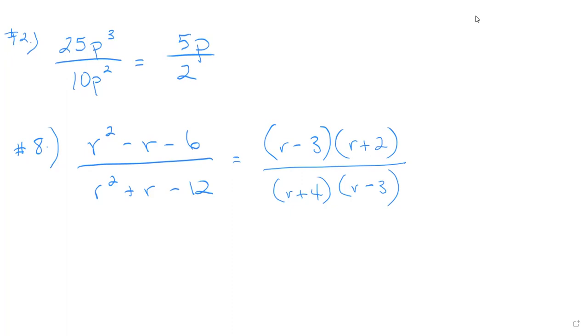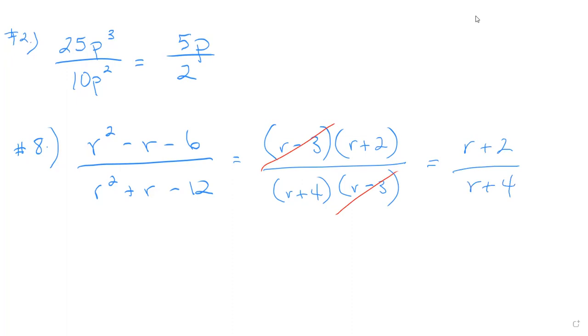So the only thing that I see that is the exact same is an r minus 3. So I'm going to cancel out r minus 3. And that's going to leave me with r plus 2 times r plus 4. Or excuse me, divided by r plus 4. That's it. I cannot cancel out these r's.